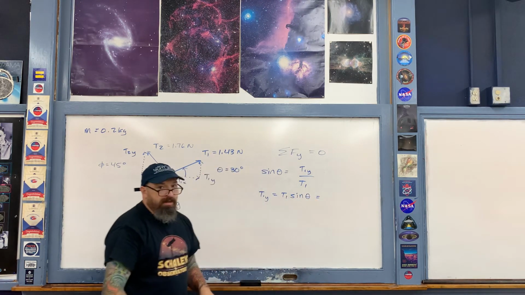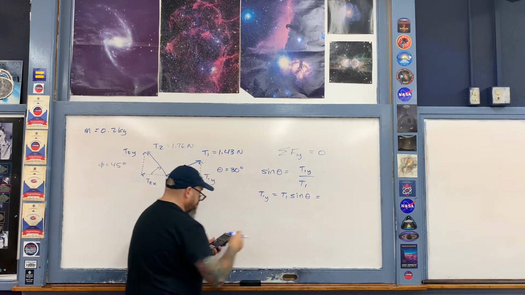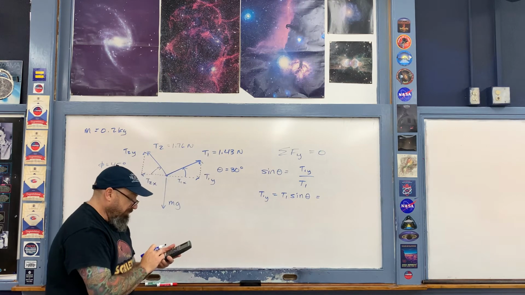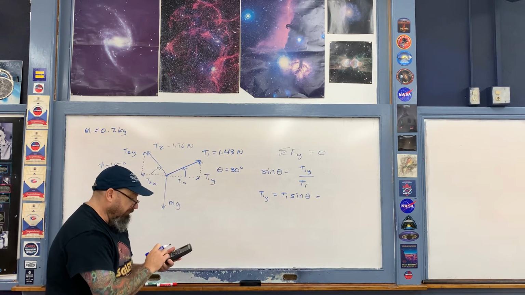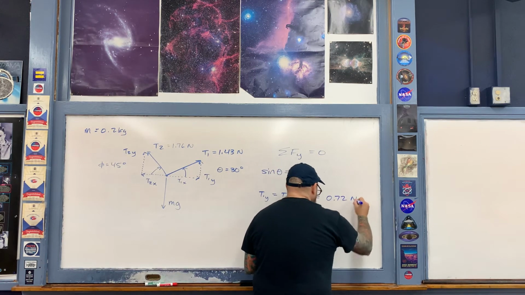And now here's what I punch into my calculator: 1.43 times the sine of 30 degrees. And that comes out to be about 0.72 newtons.